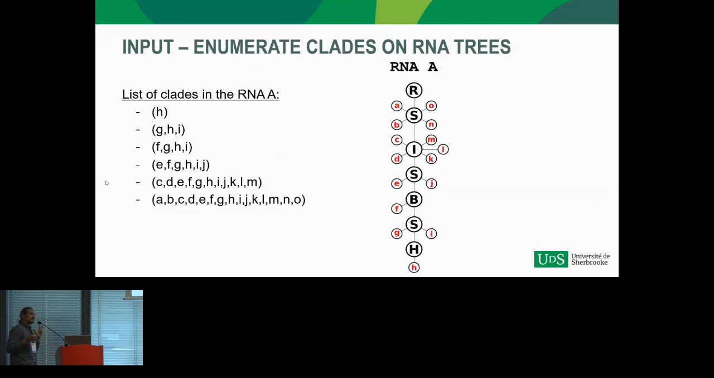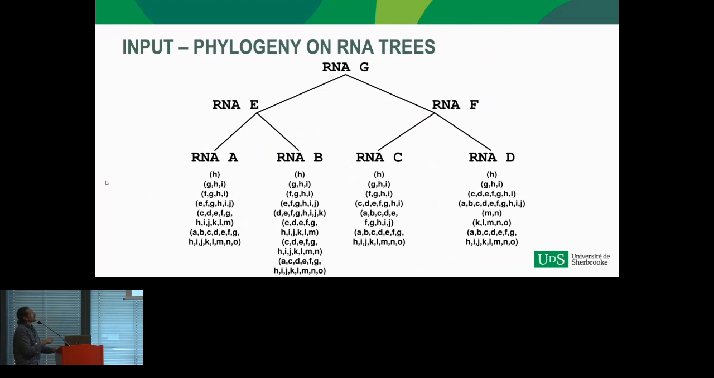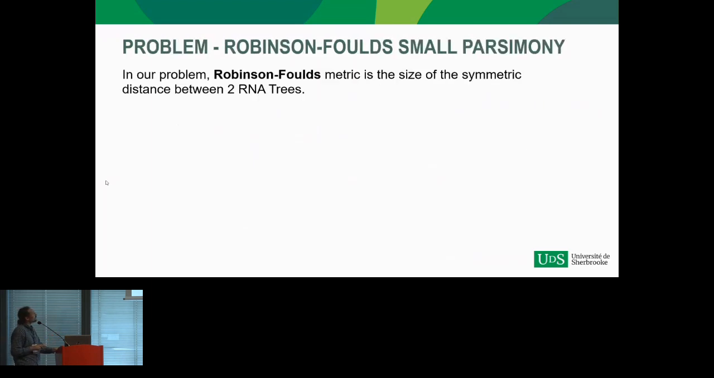After that, in our algorithm we have to enumerate the list of clades of the RNA. So we take the RNA tree and we enumerate all the clades from the structure. So here's the enumeration of the clades for the RNA A. And after that, we have the phylogeny of RNA trees with the list of clades.